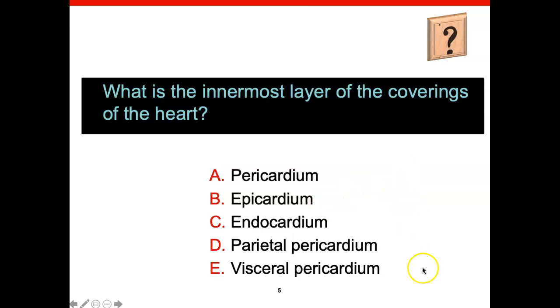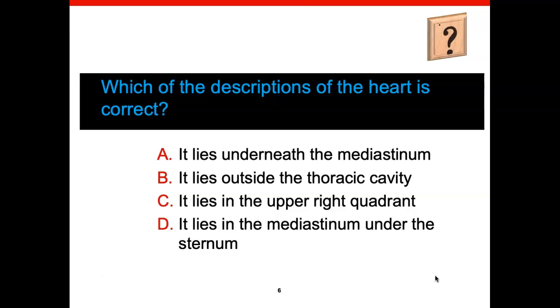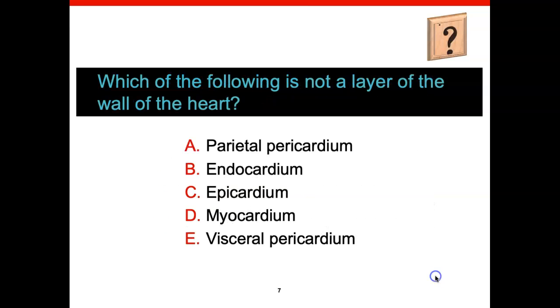What is the innermost layer of the coverings of the heart? Visceral pericardium. Which of the descriptions of the heart is correct? It lies in the mediastinum under the sternum. Which of the following is not a layer of the wall of the heart? That would be parietal pericardium.